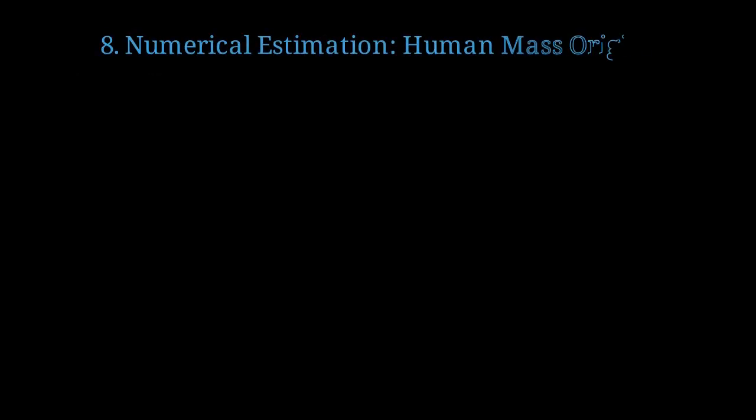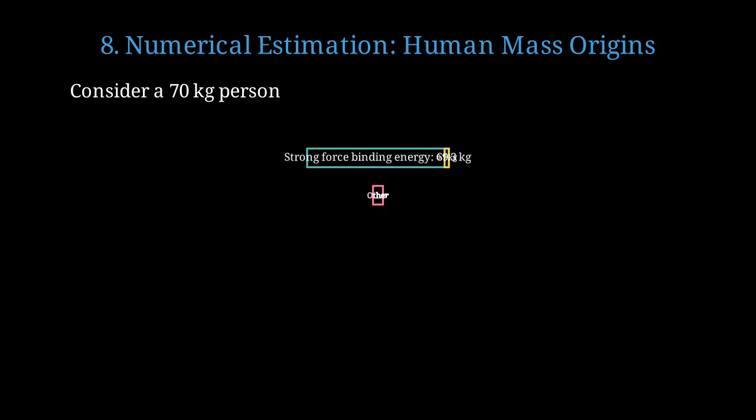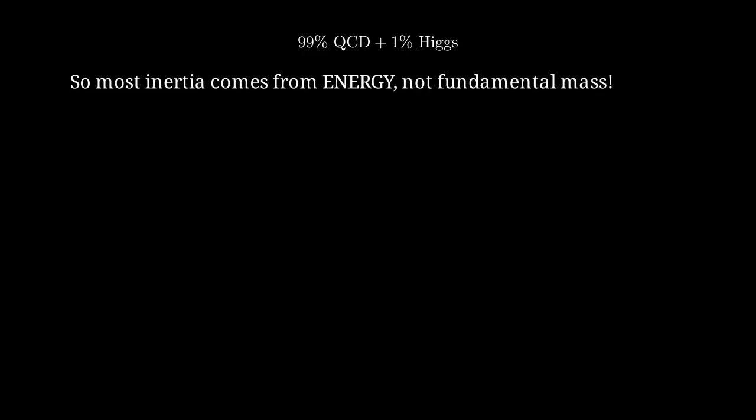Let's break down where the mass of a typical human actually comes from. Take a person with a mass of 70 kilograms. Where does this mass originate? About 69.3 kilograms comes from strong force binding energy, only 0.7 kilograms from the Higgs mechanism, roughly 99% from quantum chromodynamics and 1% from the Higgs field. This is profound. Most of your inertia comes from energy, not from intrinsic particle masses.